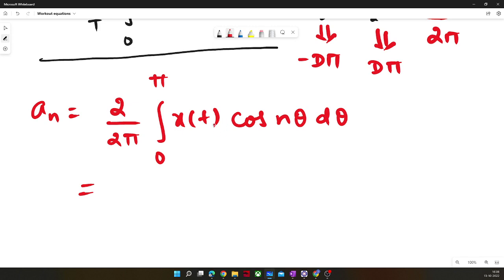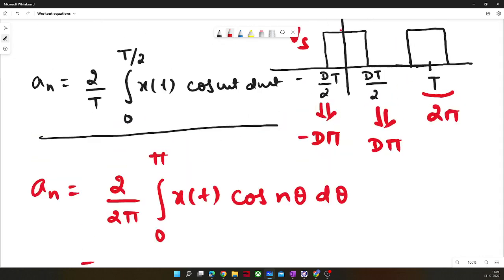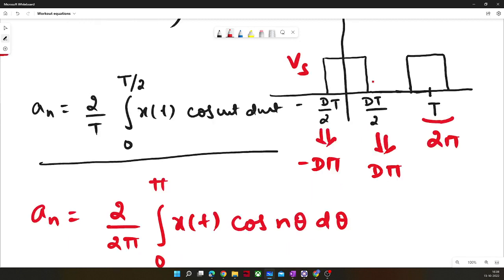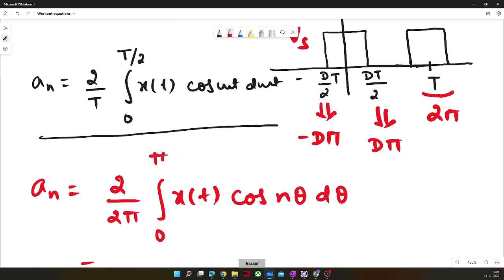Now xt is Vs. Here the xt value is Vs. This would be xt, so Vs would be this value. And we should not go for 0 to pi, or we can replace it with minus pi by 2 to pi by 2. We can take any limit within the time period.